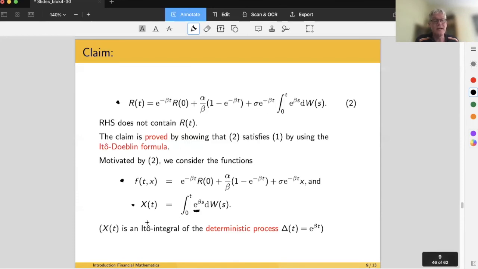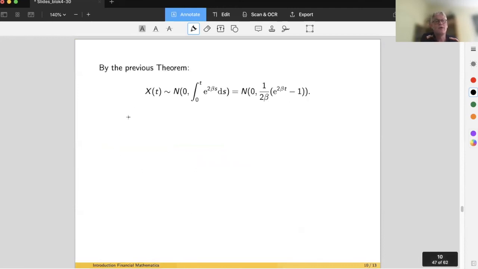Again, because this is an Ito integral with a deterministic process, we know it is normally distributed, and we know its mean and its variance. By the previous theorem, we know that X is normally distributed with mean 0, and the variance is the integral from 0 to t of e to the power 2 beta s ds. And of course, this is just a deterministic integral. We know this one. It's 1 over 2 beta times e to the power 2 beta t minus 1. So X is normally distributed with mean 0 and variance 1 over 2 beta times e to the power 2 beta t minus 1.